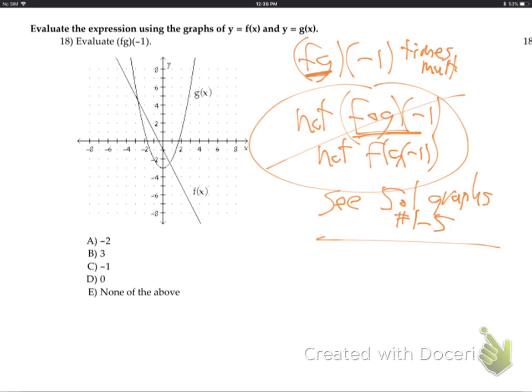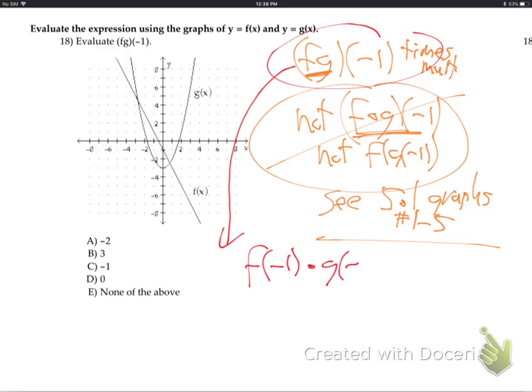This one is times. So how do you do times? Well, that means it's f of negative 1 times g of negative 1. It's basically negative 1 plugged into both, then times, not 1 plugged into the other. Okay, well, that's still hard. Like, how do you find f of negative 1, for example? How do you look at a graph and find f of negative 1?